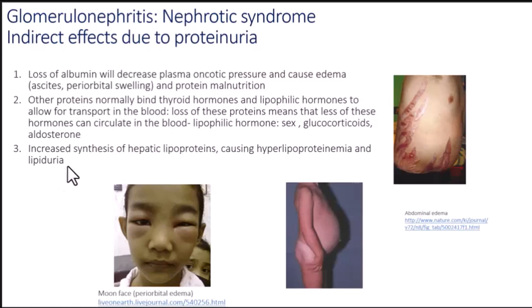Effect number 3, because of the loss of proteins, there's also going to be an increased synthesis of hepatic lipoproteins. These are produced by the liver, leading to a state of hyperlipoproteinemia, so high amounts of lipoproteins in the blood, and a state of lipiduria, which is the loss of lipids in the urine. Although there are other effects, these are 3 main effects to be aware of.